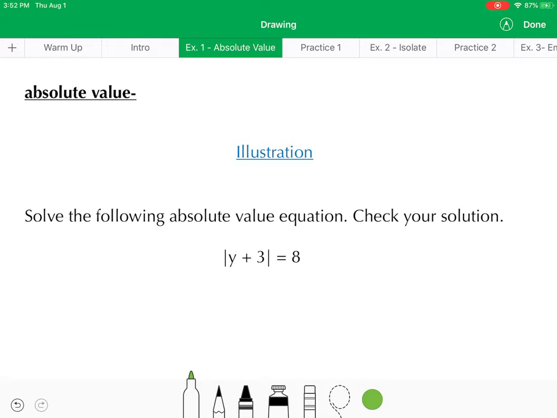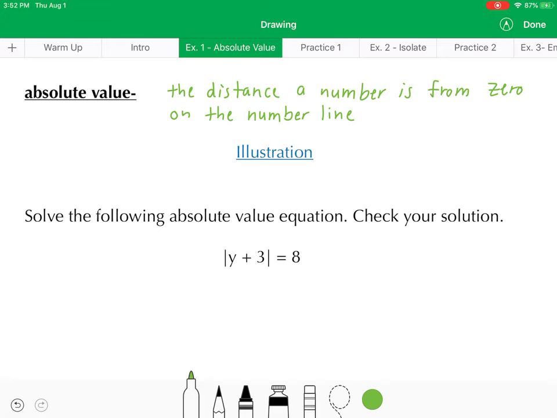The absolute value of a number is defined as the distance a number is from 0 on the number line. So let's review notation here. If I wrote this out, I'm saying, what is the absolute value of 2, or more specifically, what is the distance between 2 and 0 on the number line? That would be 2 units.